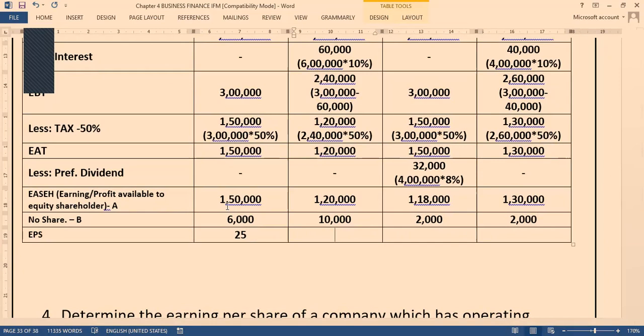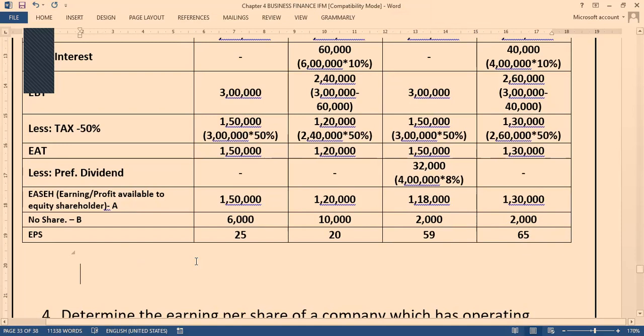Whereas here, again 20. Again, whereas here, that means 1,80,000 divided by 2,000, you get around 59. Again, whereas this 1,30,000, you'll be getting around 65. Based on this, we'll be writing a comment. Is it clear? Okay, thank you.